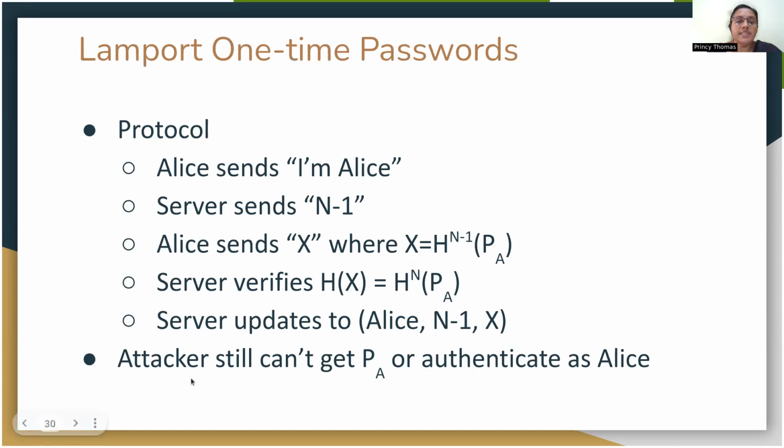And for attackers here again, because it is one way, back calculations cannot be done. The actual value h raised to n minus 1 of PA is not what is stored over here. Instead, h raised to n of PA is stored on Alice's server. So even now, back calculations are not possible. So PA, the password, is still safe, and you can authenticate that this particular password is Alice's.